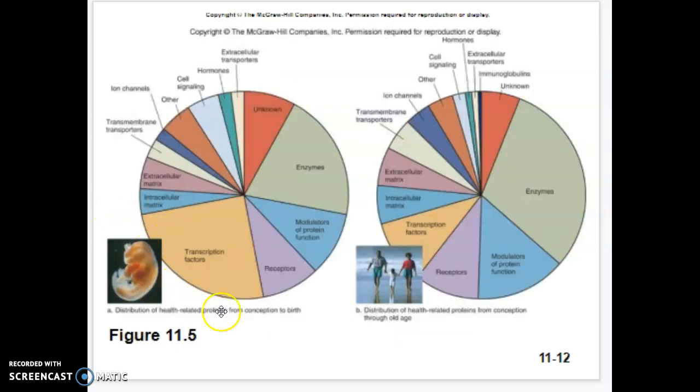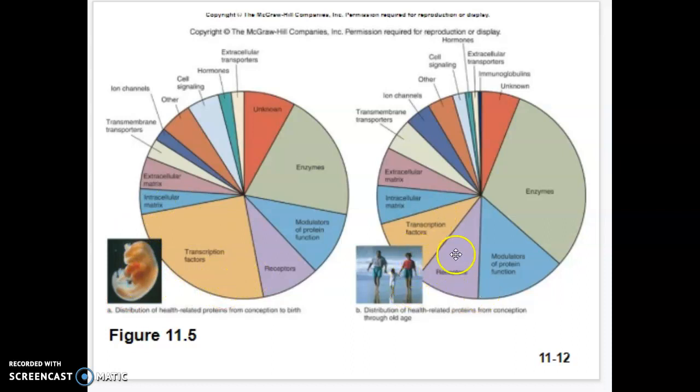So if we look at you as an embryo and you as an air-breathing human, you will see there are very different things being made here. The two biggest ones I'll discuss, transcription factors. Notice it's very little here, very big here. Transcription factors are factors that turn on a bunch of genes. When you're an embryo, you have a bunch of genes being turned on.